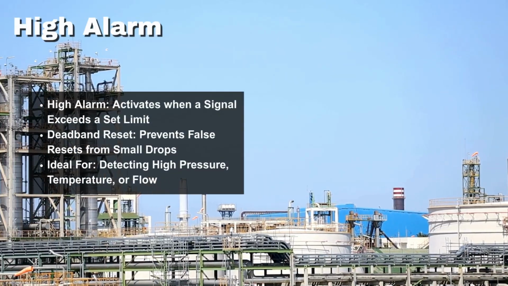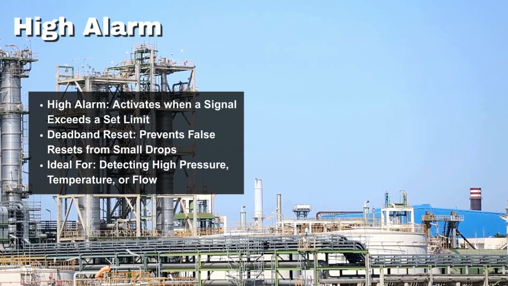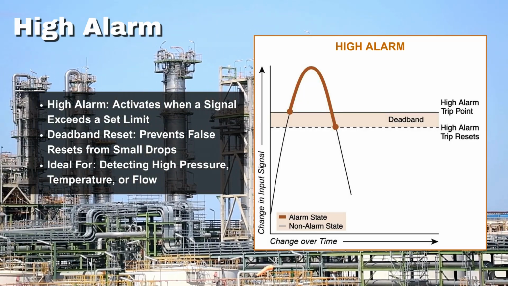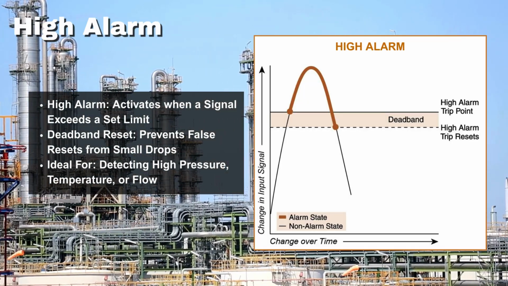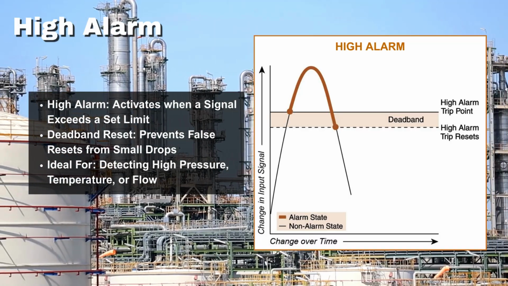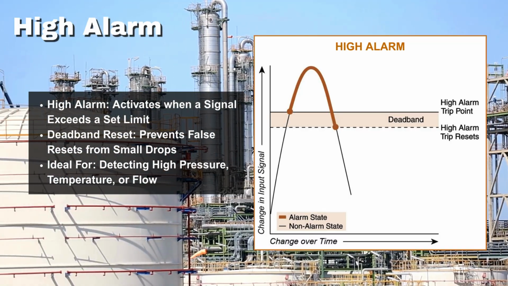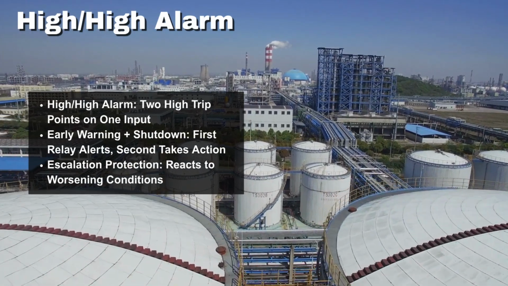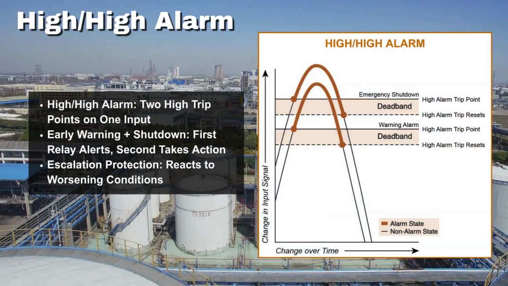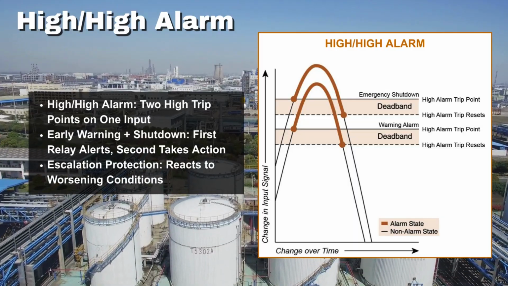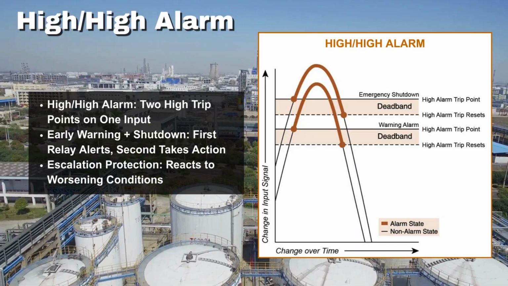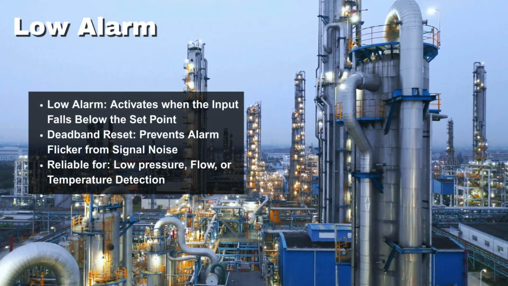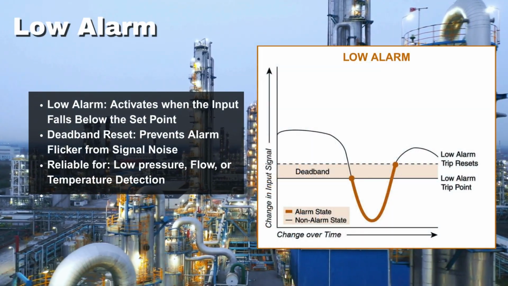A high alarm triggers when the input signal rises above a set trip point, signaling a potential issue. The alarm remains active until the input drops back below the defined deadband, preventing false resets from minor fluctuations. A high alarm uses 2 high trip points for a single input. The first relay can serve as a warning, while the second, higher trip point can trigger a shutdown if the condition worsens.